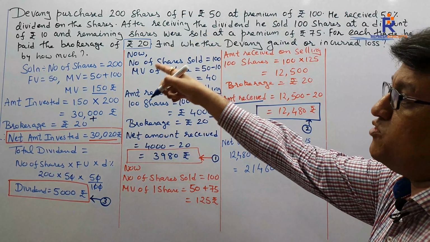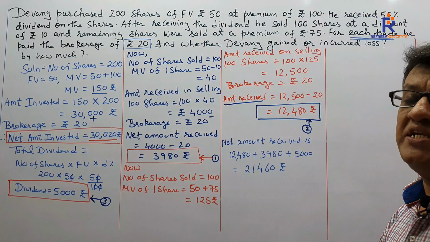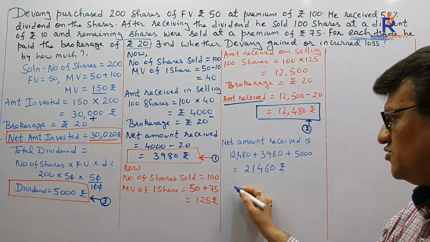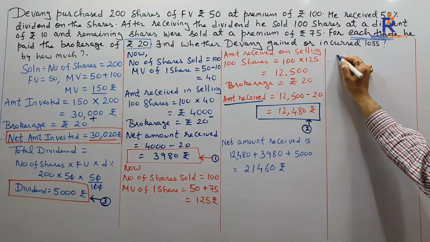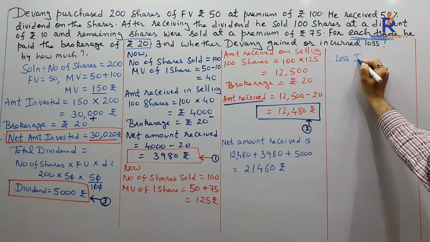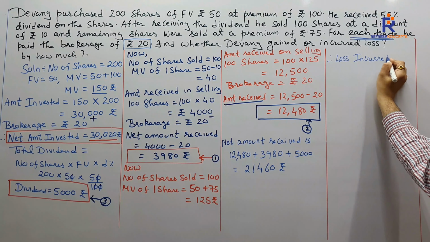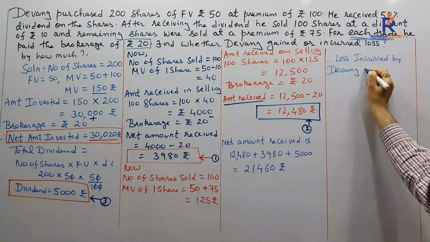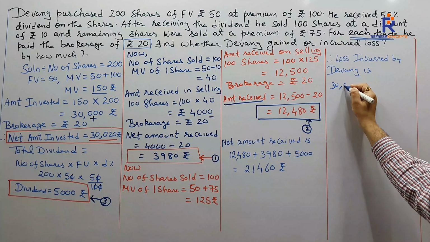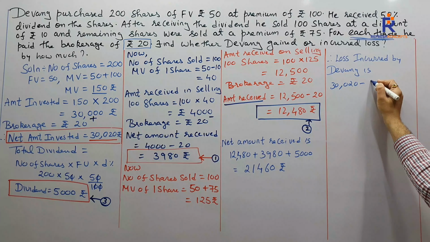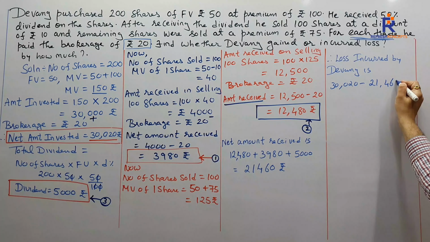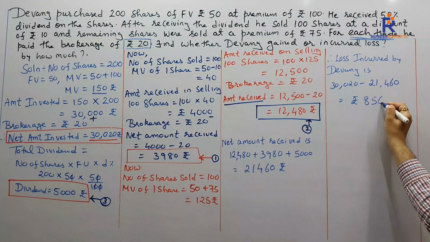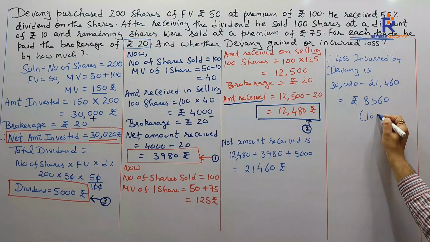His actual investment was 30,020. What do you think so? Is he incurring any profit? No. So there is loss. Therefore, loss incurred by Devang is 30,020 minus 21,460. On subtraction, you get 8,560 rupees. That's the loss.